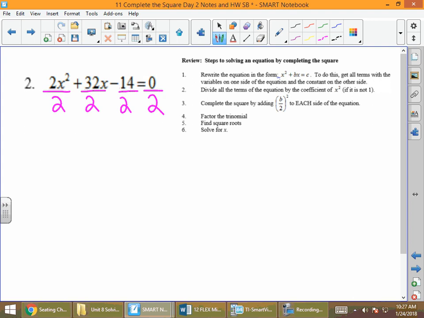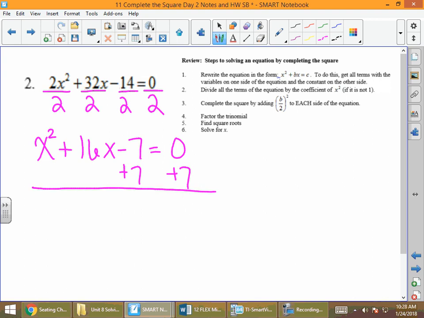I'll try to do the next one by going exactly in order. But we get x squared plus 16x minus 7 equals 0. And now that we rewrote the equation so that there's no number in front of the x squared, we can solve this problem by completing the square. Our first step then is to rewrite this so that the variables are on one side and the constants are on the other. We're going to add 7 to both sides.